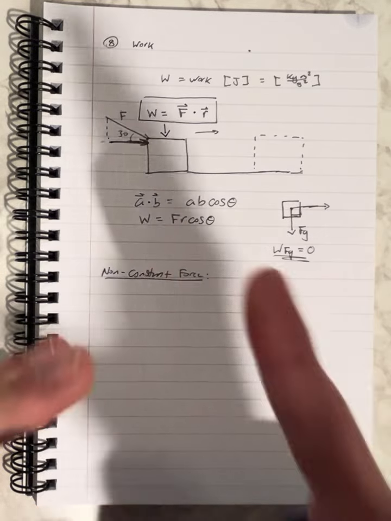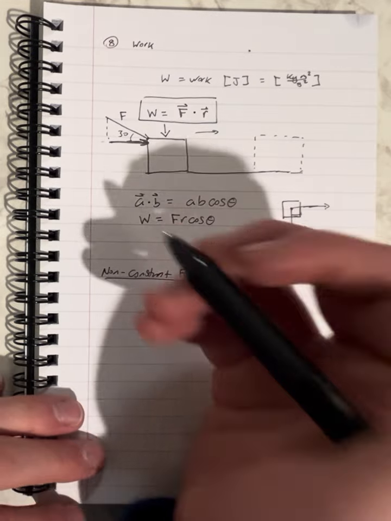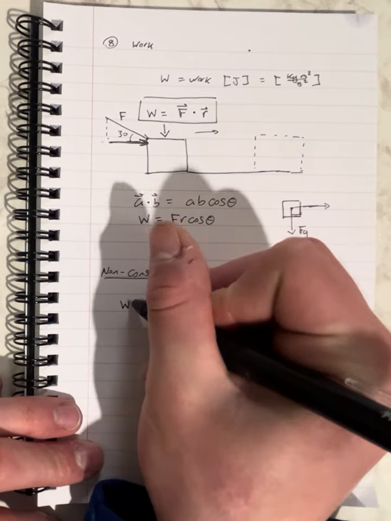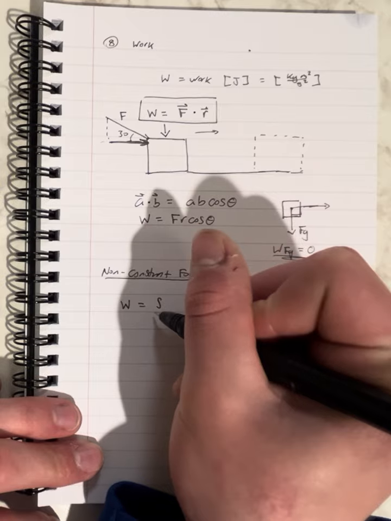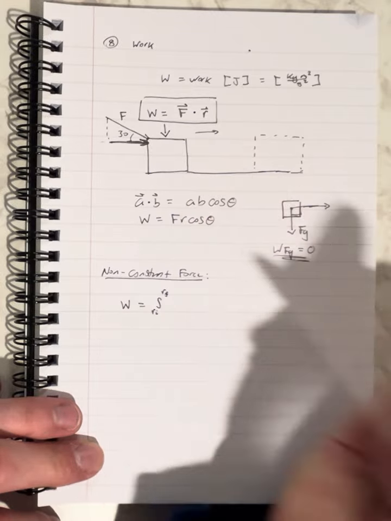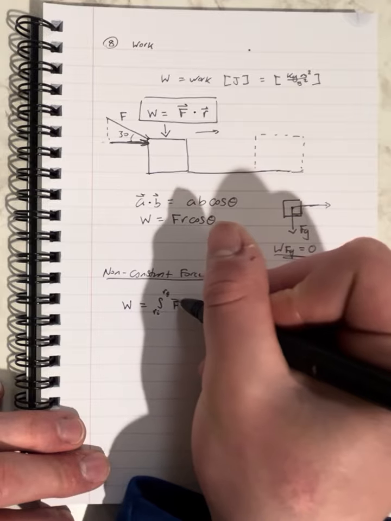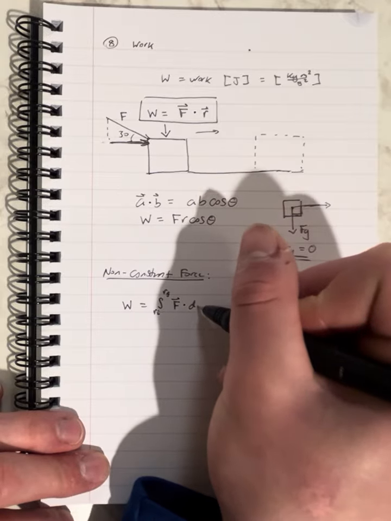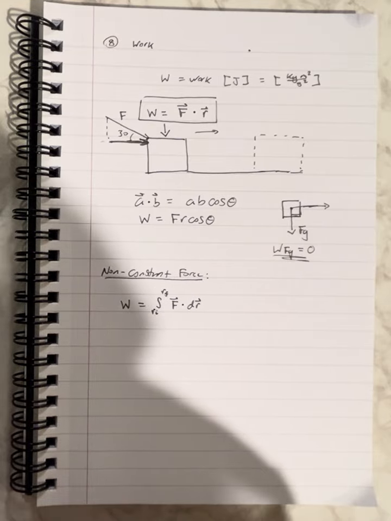So the very general definition for work that is always true, this calculus definition, is that the work done by a force is equal to the integral from some initial distance to some final distance, so we're integrating with respect to a distance, of F dot dr, okay? And the r is also a vector, that's the displacement vector.